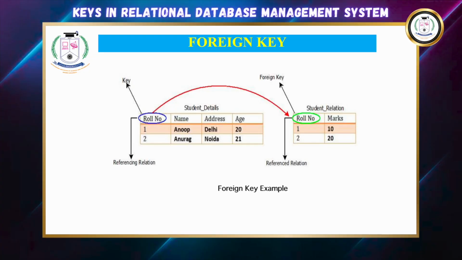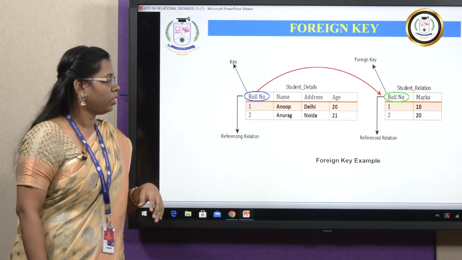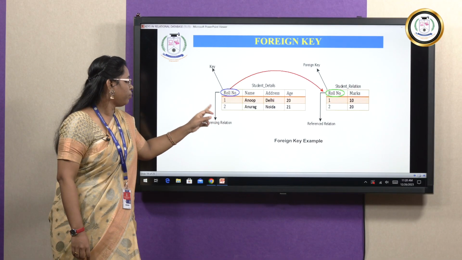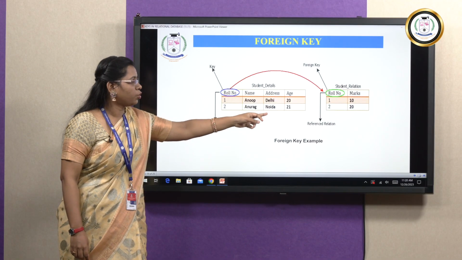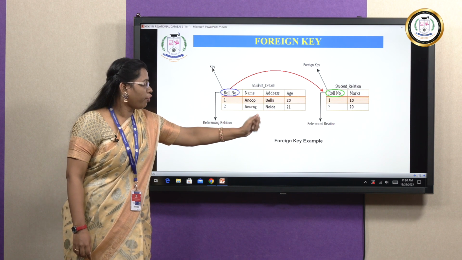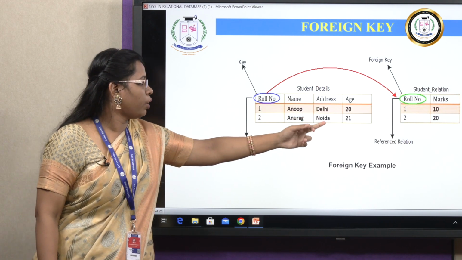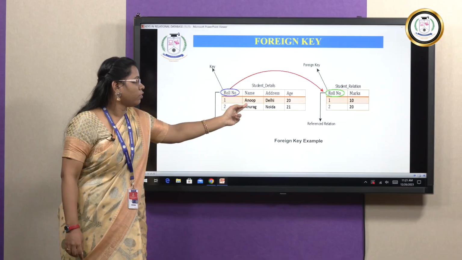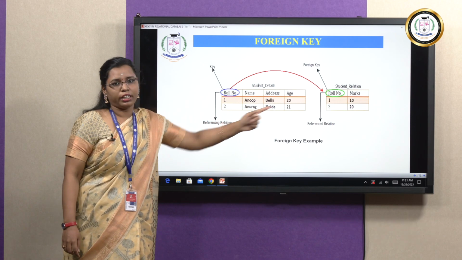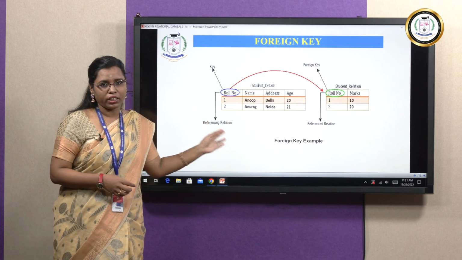Here the student details table contains roll number, name, address, age. The second table, student relation, has roll number and marks as attributes. Yes, here roll number is the referencing relation to the student relation, whereas the student relation is the referenced relation from the parent relation. For example, who is roll number 1? Anup, with the age of 20, has secured 10 marks. So this is what a foreign key is, which has the parent-child relationship.